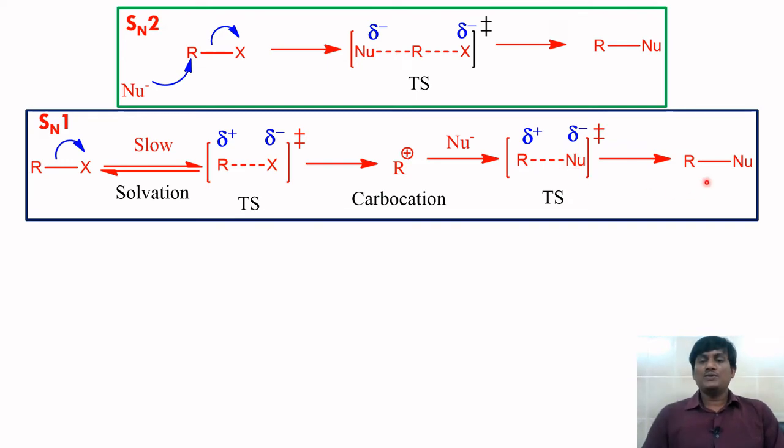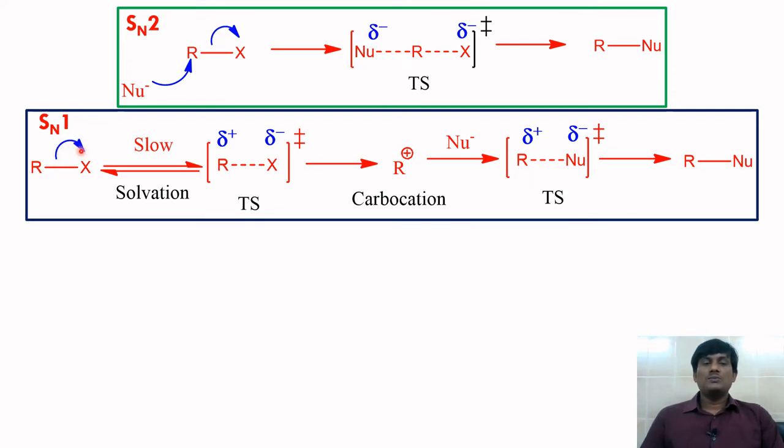Here you can find two steps. The first step is the slow step, and the second step is very fast. Here the number of molecules which are participating in the slow step is 1. So the molecularity of the reaction is 1.